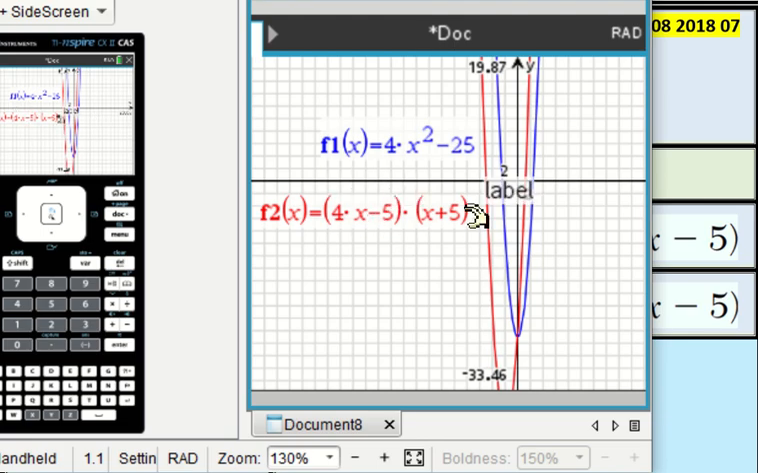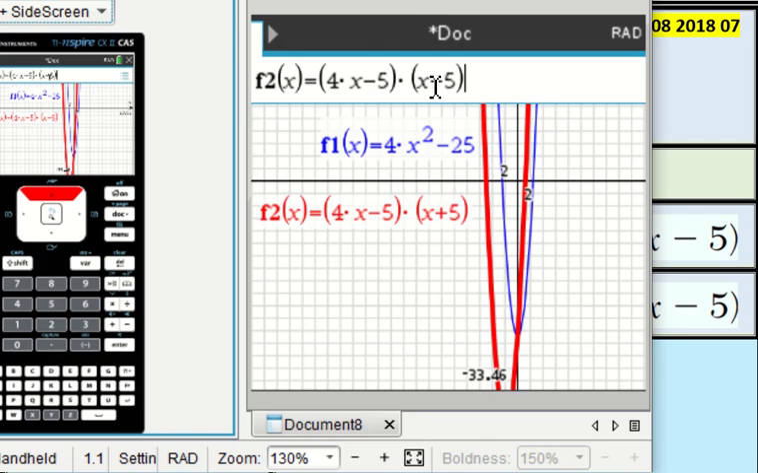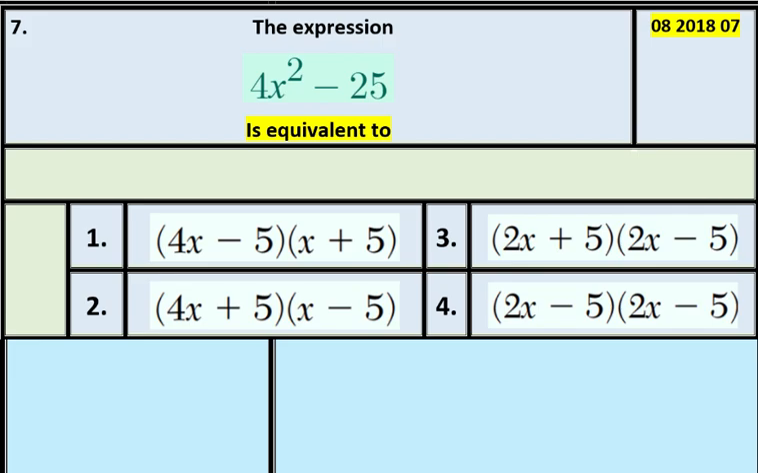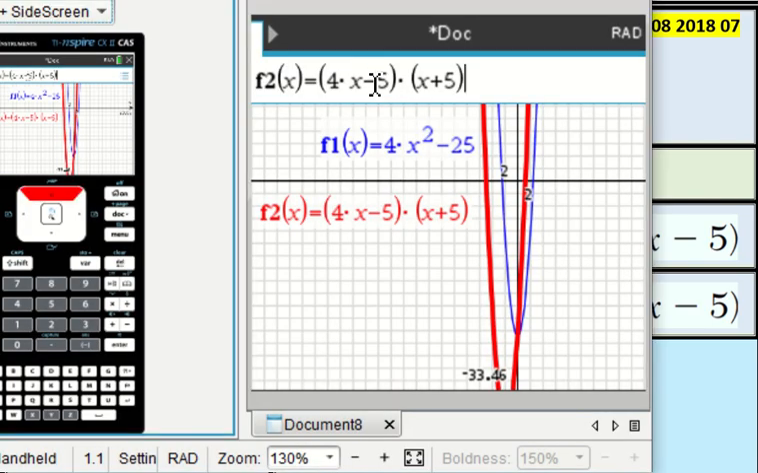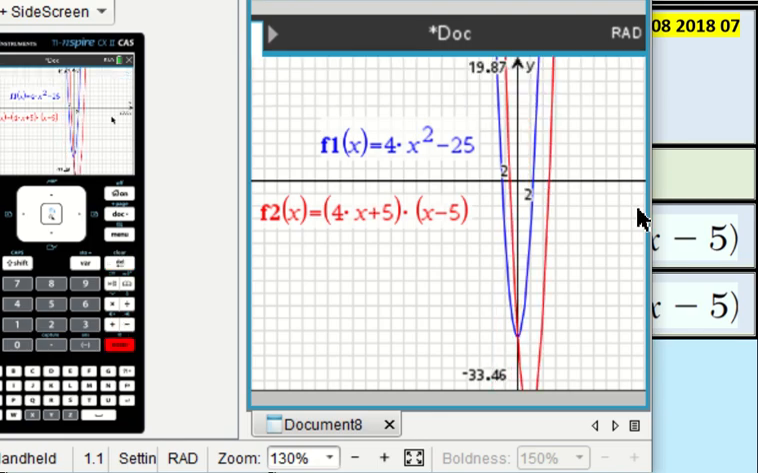So I don't want to keep the red graph on my calculator. That's just wasting my time and taking up space. So I'm going to edit this function for the next one. For the next one, I'm just going to change the signs: 4x plus 5 and then x minus 5, and press enter. So this graph is still red and it's still similar, but not the same graph. So I move on to the next one.